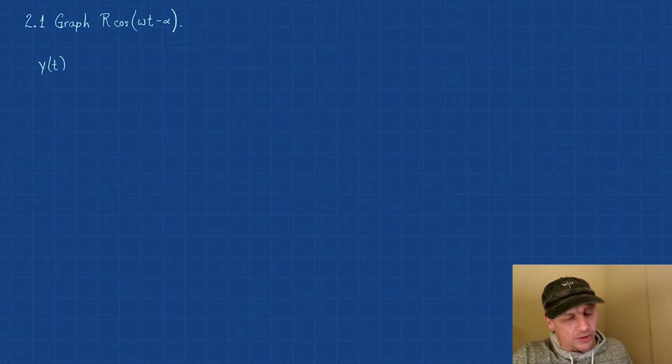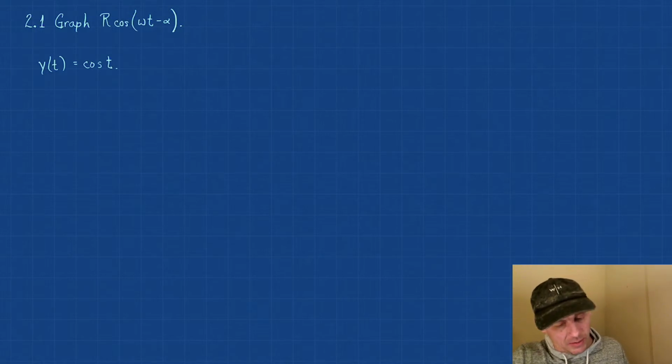We're going to start with just the graph y of t equals cosine of t. That's our most simple case. So I'm going to graph this, and we're going to be adding on quite a bit to our graph. So give yourself some space.